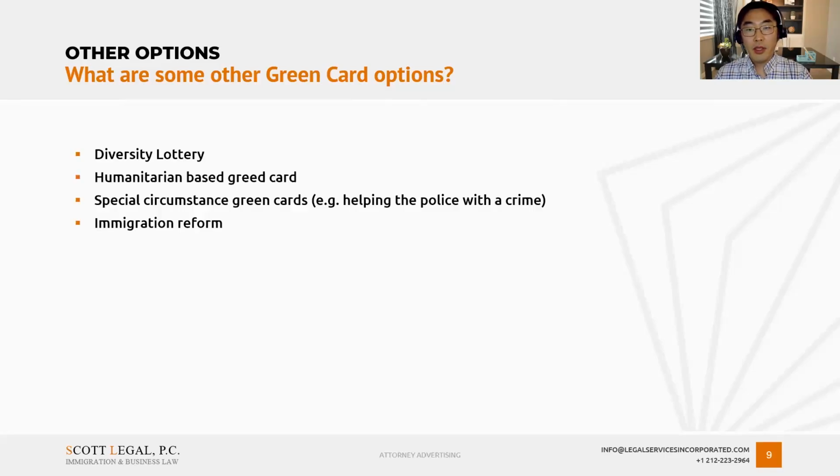Humanitarian-based green cards may be available in certain situations. Asylum is one example. A person who has been granted asylum may generally apply for a green card after 1 year. There are also special protections for certain victims of crime or human trafficking. For example, individuals with a U or T visa may later become eligible to apply for the green card if they meet the requirements. In case of immigration reform, the government may create new green card categories, but we have not seen that in recent years.